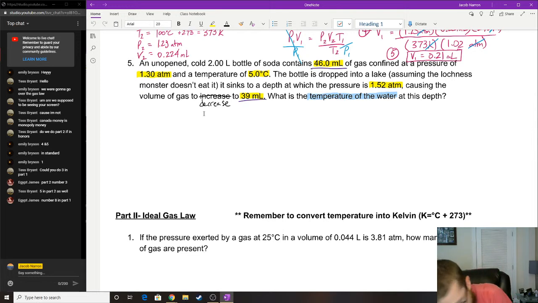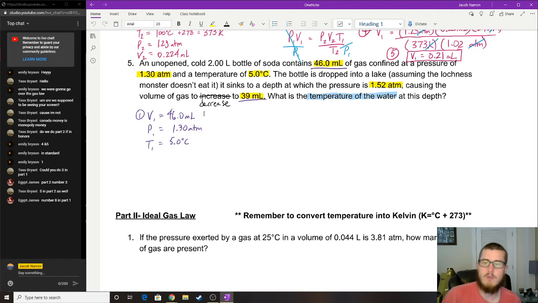So what that means then is that V1 is actually 46.0 milliliters. Confined at a pressure, P1, 1.30 ATM. At a temperature, there's T1, 5.0 degrees Celsius. And once again, guys, do we use degrees Celsius when we're doing gas stuff? No, we do not. So I'm going to add 273 to it, and I'm going to get 278 Kelvin. All right, so that's my actual T1. Next thing, we got V1, we got P1, we got T1. What's next? It sinks to a depth where the pressure is now. So here's P2.